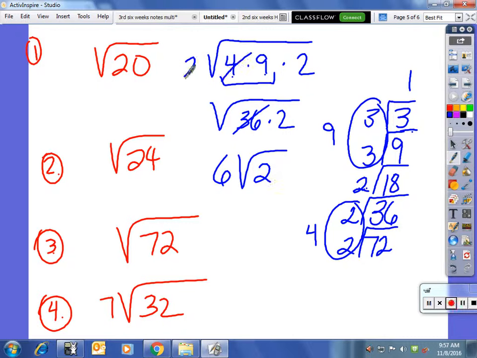Same thing would have happened if I had brought out the 2 separately and then brought out the 3 separately. 3 times 2 would still be 6, and there would still be a 2 left inside. So you can either take the square roots of each perfect square separately and multiply everything that comes out, or you can multiply your perfect squares together and get the biggest perfect square that's in there, and then take that biggest perfect square's square root.